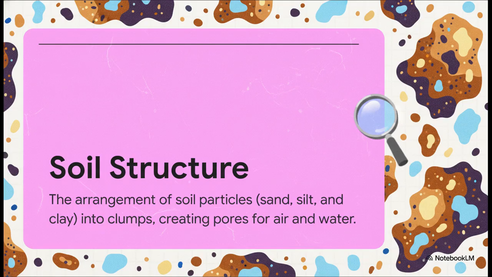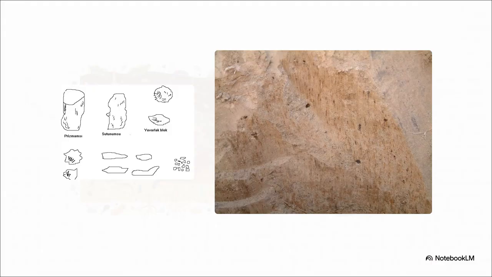It's about how they're put together. And that's called soil structure. It's all about the way those sand, silt, and clay particles clump together into little clusters. And here's why that matters so much. That structure is what creates the empty spaces, the pores, that let water, air, and plant roots move around. Without those pores, you've got no life. It's that simple. And that structure can look a whole bunch of different ways.